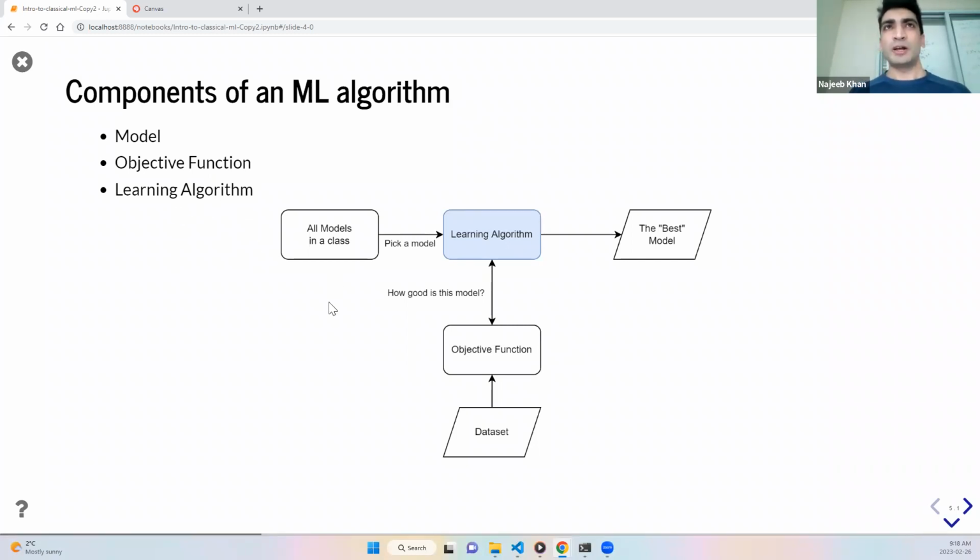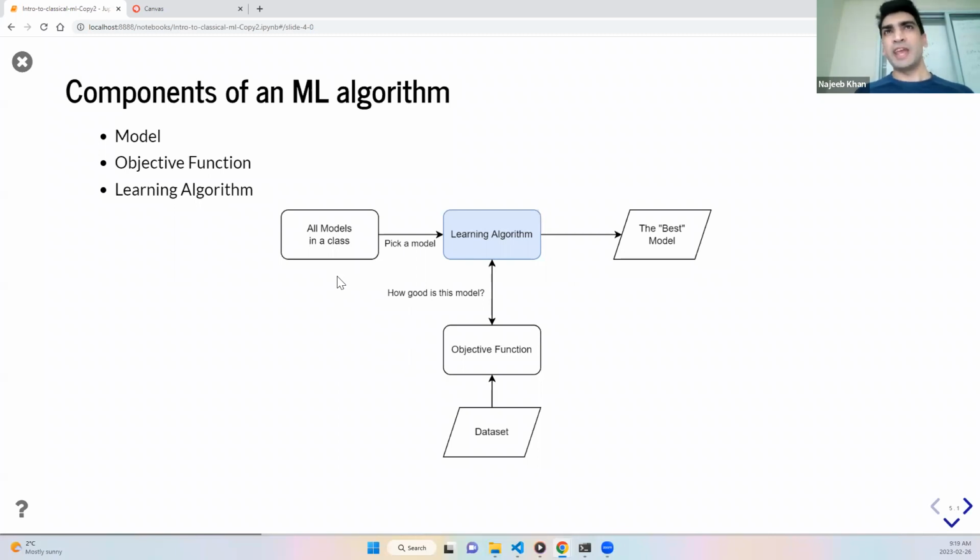The first thing you do, given a task, is to create the class of models, and we will look into the classes of models. You might have heard the names neural networks or decision trees. That's the class of the model. When you decide you are going to use a neural network, you decide the class of the model. And then you have a learning algorithm, which picks one of the models in this class of models. Out of all neural networks, the learning algorithm will pick one single model for you.